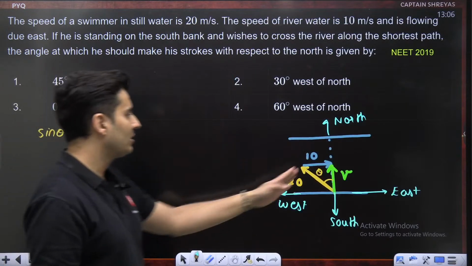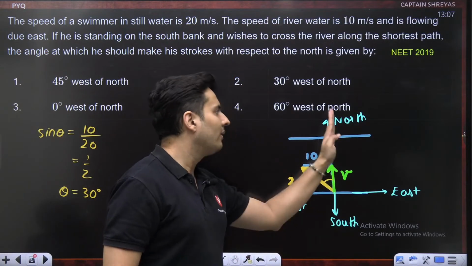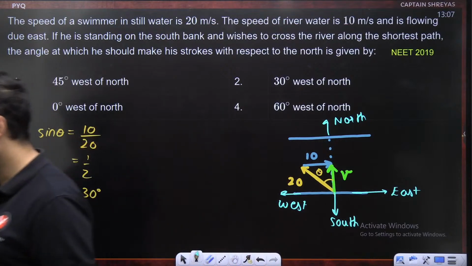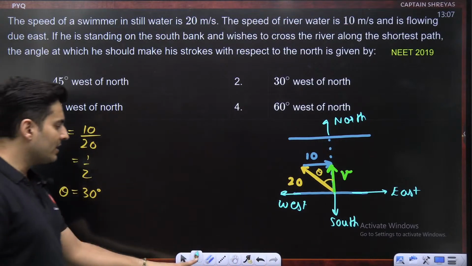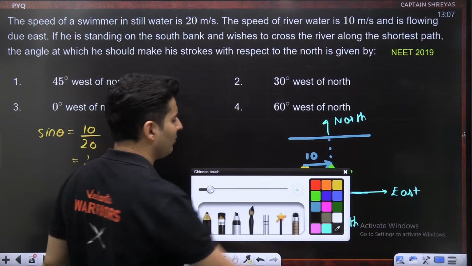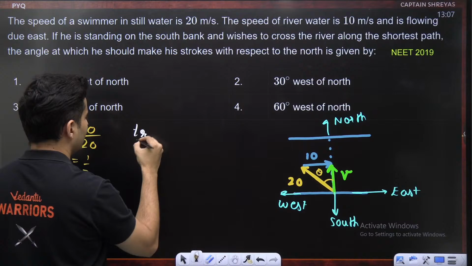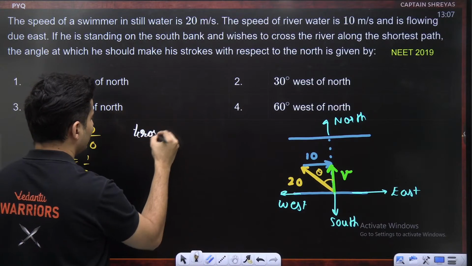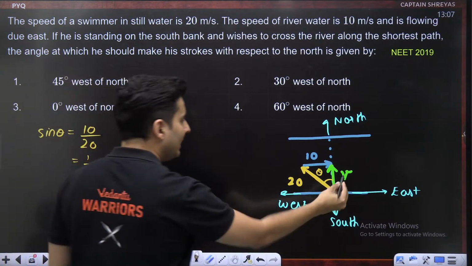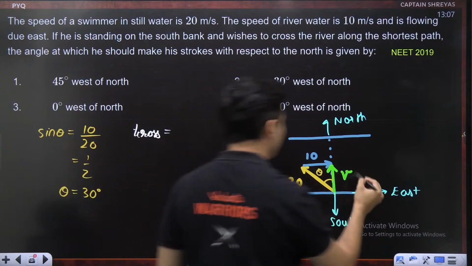30 degrees west of north. Option B. I know time is not asked, but as an example, if the time taken to cross was asked, what will you do? You will need this velocity, and how will you find this velocity?